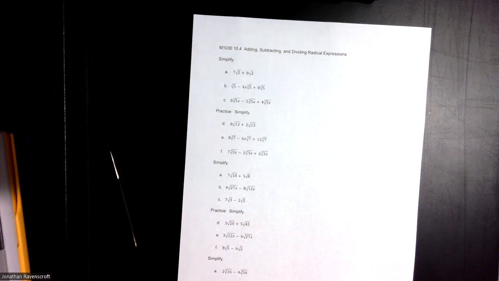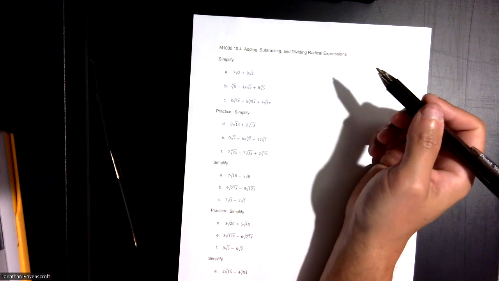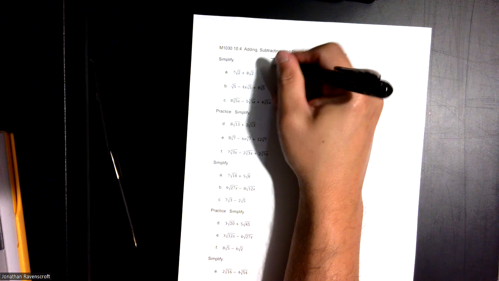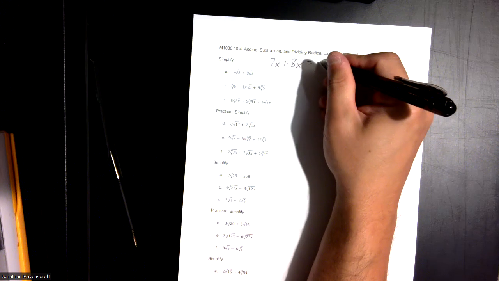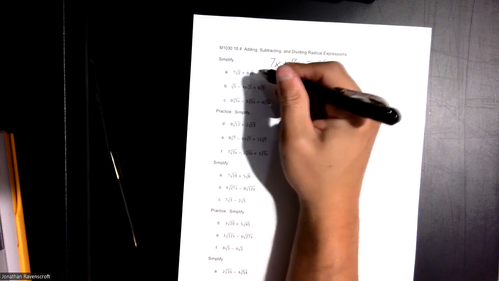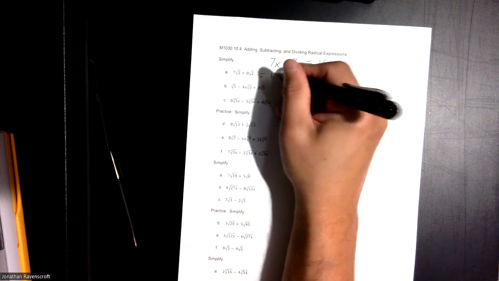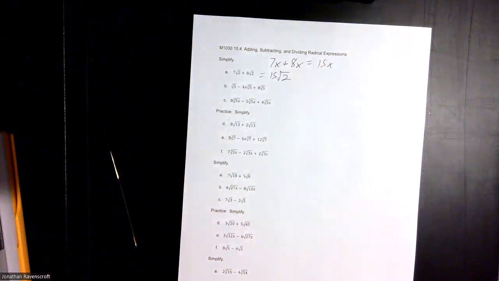Math 1030, section 10.4, adding, subtracting, and dividing radical expressions. So in this case, we're not doing something very new here. Whenever we add or subtract radicals, we're looking for a common radical. 7 square root of 2 plus 8 square root of 2. You would solve this the exact same way you would do 7x plus 8x. Since they are the same, combine them together. So in this case, 7 radical 2 plus 8 radical 2 is 15 radical 2. It cannot be simplified, so we're done with the problem.